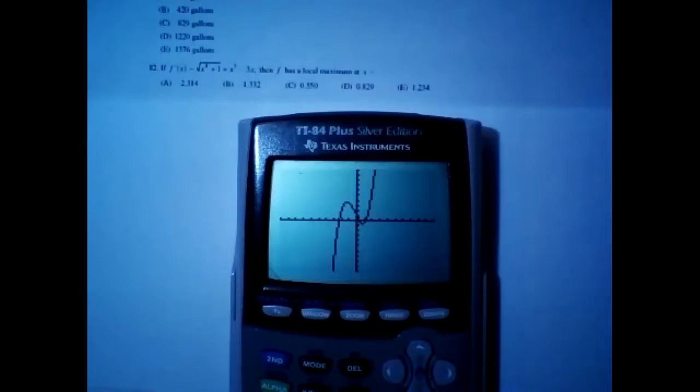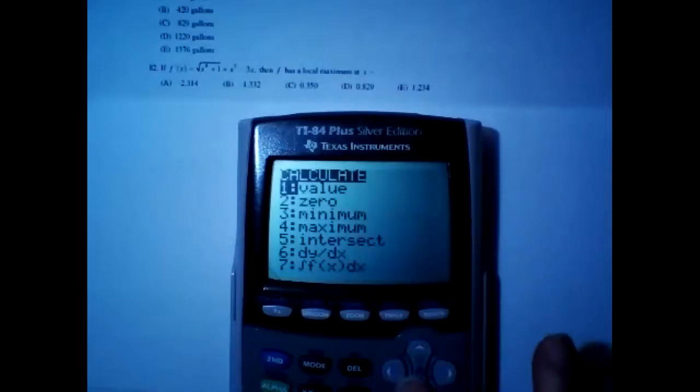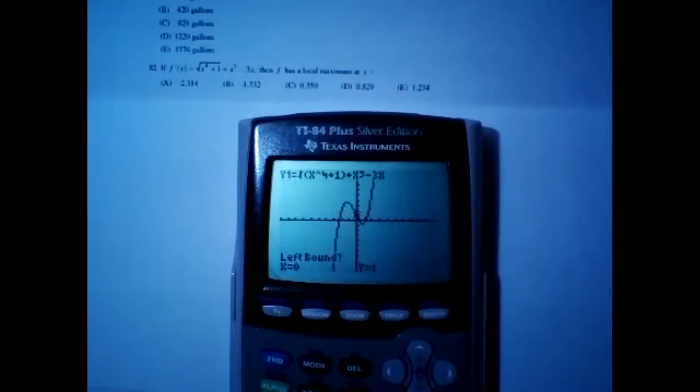And I'm going to calculate that. So calculate 0. And it looks like it's in between 0 and 1. You could zoom in on this if you wanted to. I don't want to take the time to do that, but you could zoom in on it before you calculate this. It looks like that's in between 0 and 1. So I'm going to make my left bound 0, enter. Right bound 1, enter. And then I'm going to guess a half, 0.5. And see what it tells us. And so there it is, 0.350. And so that one is C.